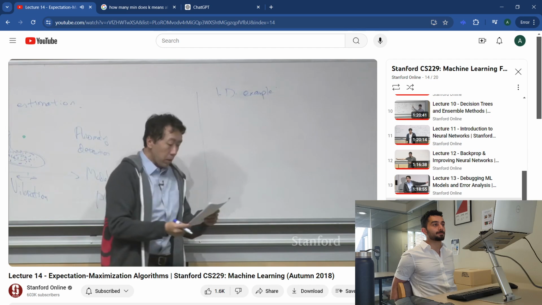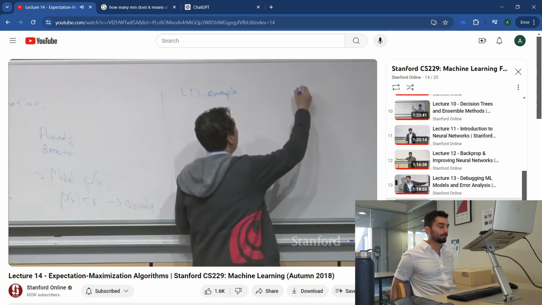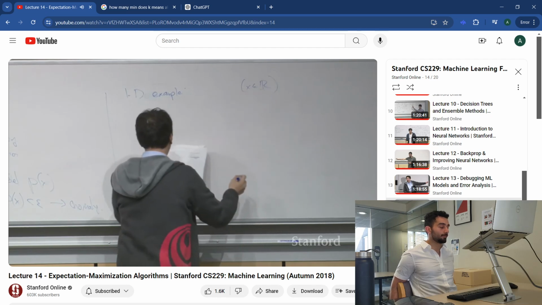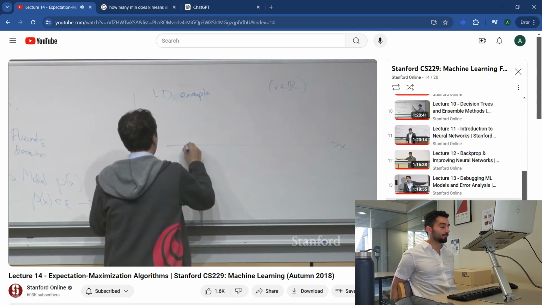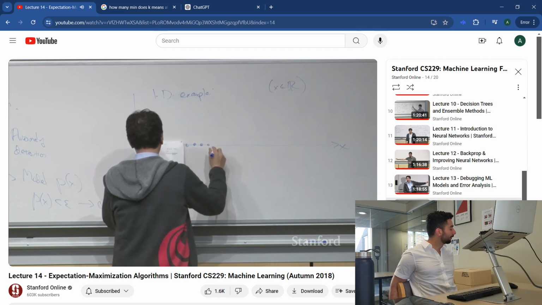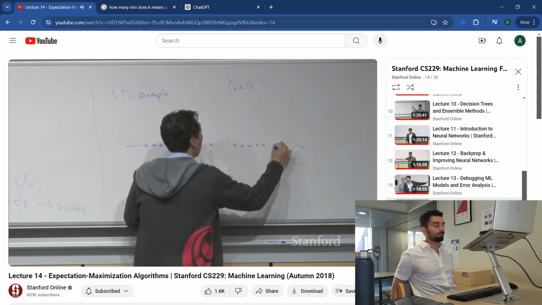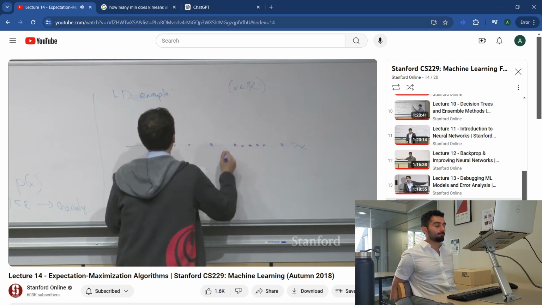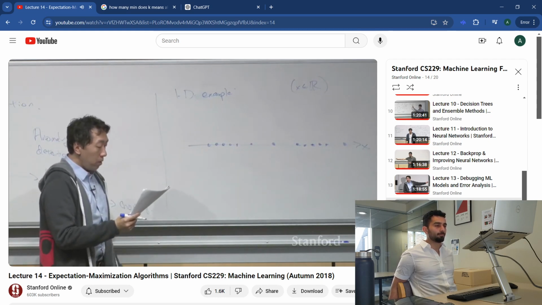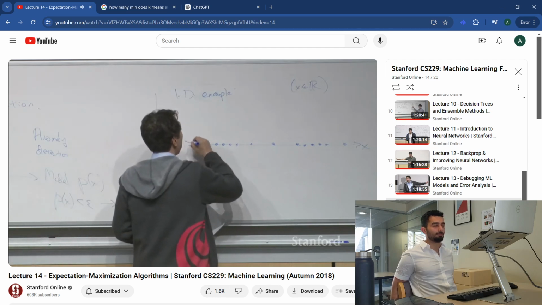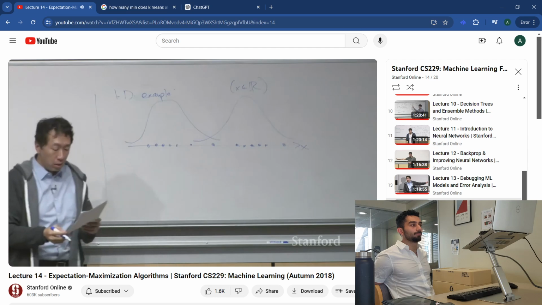In order to make the mixture of Gaussians model a bit easier to develop, let me just use a one-dimensional example where x is in R. So let's see. So let's say that we get a data set that looks like this. So it's just one row of numbers, a number line with a few dots. So it looks like this data maybe comes from two Gaussians, right? There's some data from this Gaussian and there's some data from that Gaussian on the right.